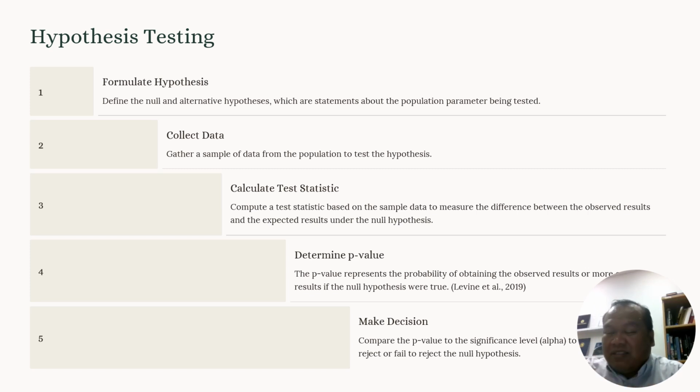So you now have the test statistics. So that means more sales in the afternoon. So that means our guess is that there are more people who are really buying. And then you have determined the p-value. The p-value represents the probability of obtaining the observed results or more extreme results if the null hypothesis were true.